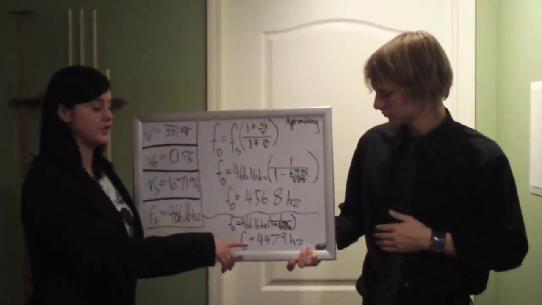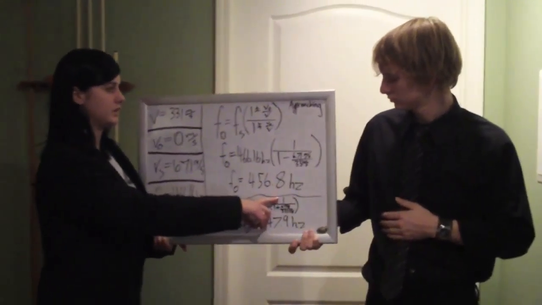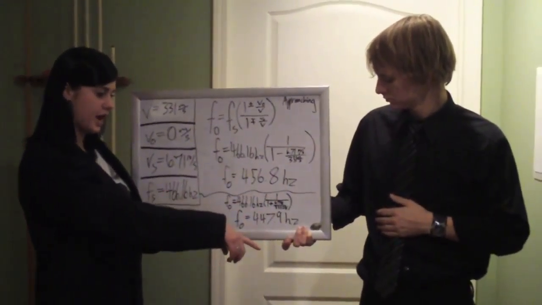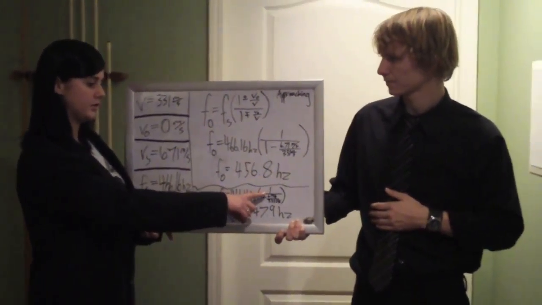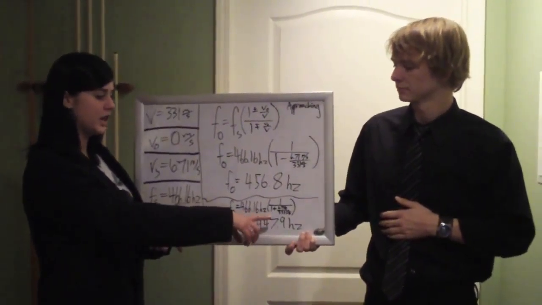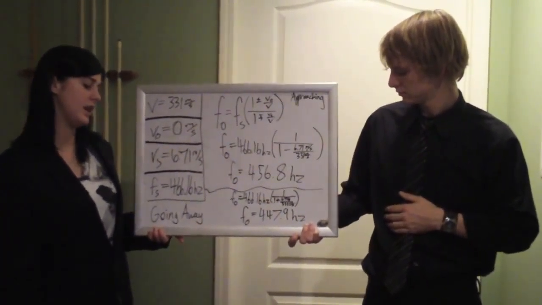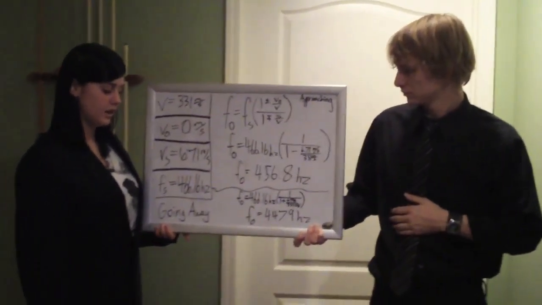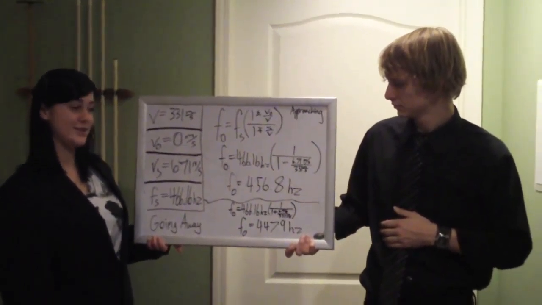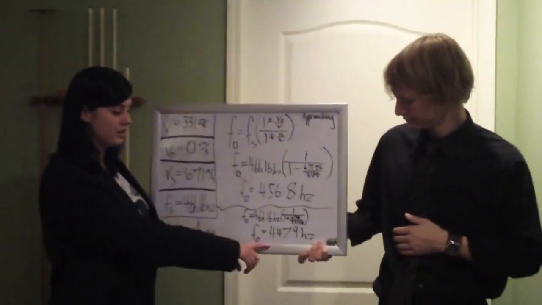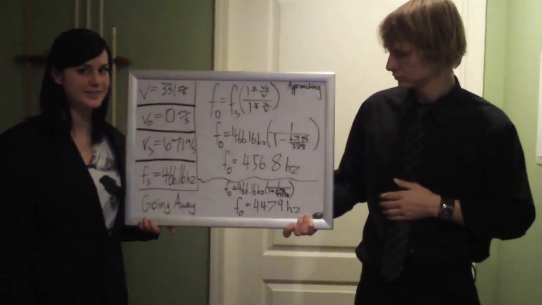Got 0 for the top because Joey still isn't moving. We plug 0 in for the velocity of the observer, which gives us 1 on the top. And then below that we have 1 plus the velocity of the source, which is 6.71 meters per second, over the speed of sound, which is 331 meters per second, and multiply that by the frequency of the source to get 466.16 hertz. And then when you plug that into your calculator, the frequency the observer hears is 447.9 hertz.